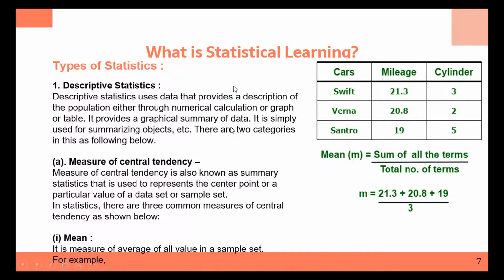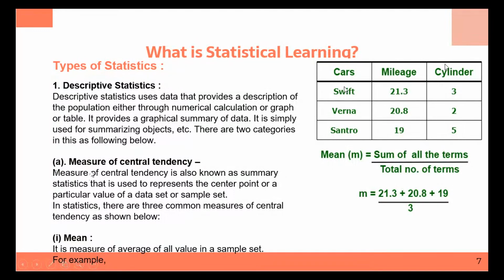It's simply used for summarizing the objects. Summarizing the objects means just addressing the variables or the fields of the data. There are two categories in the following. We have the measure of central tendency and the mean. First one, we have the mean. You can see the formula.